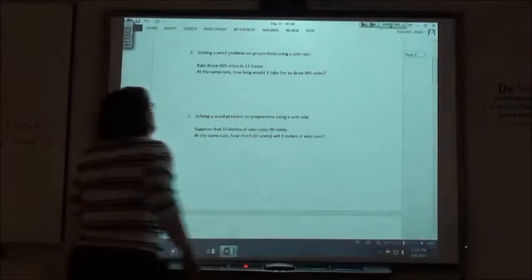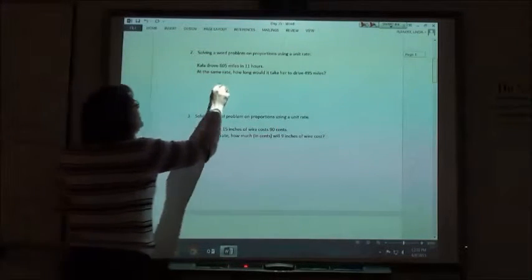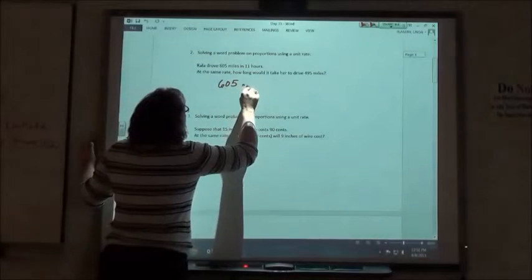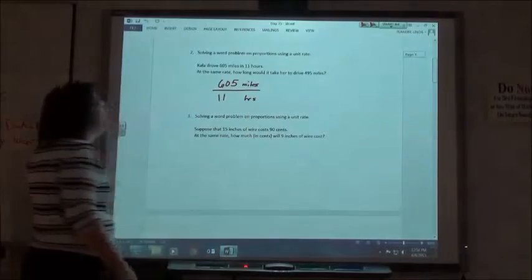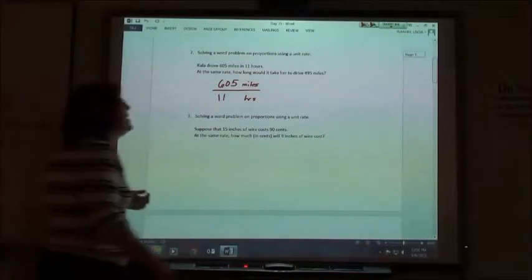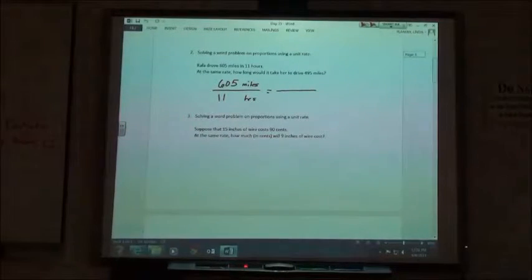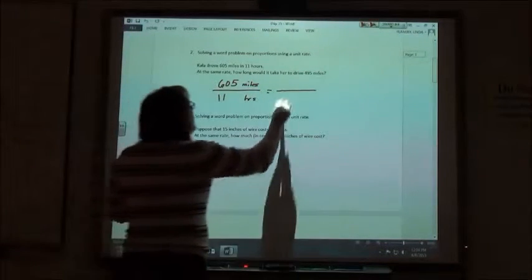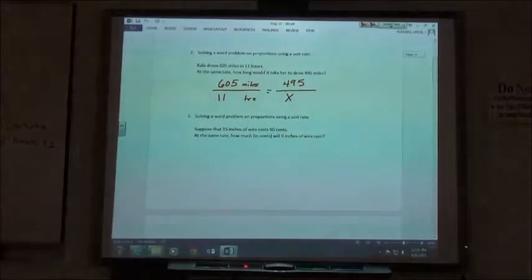So again, Kayla drove 605 miles in 11 hours. That's my unit rate. You don't really need the labels there, but just to remind you what you put on top and what you put on the bottom. At the same rate, how long would it take her to drive 495 miles? So on the other side of my proportion, should the 495 go on the top or on the bottom? Well, it's miles, so it would go on top. Exactly. So the 495 over how long is it going to take me?